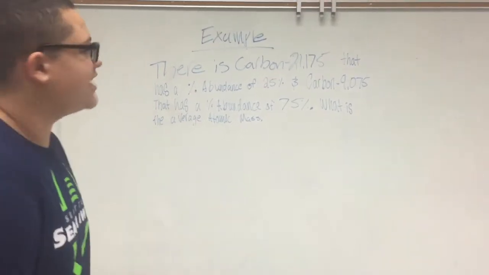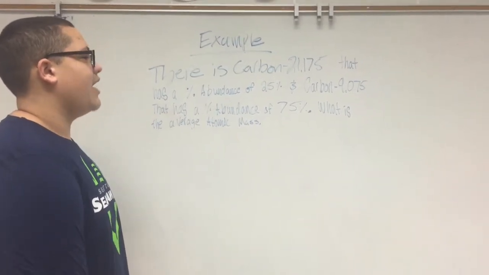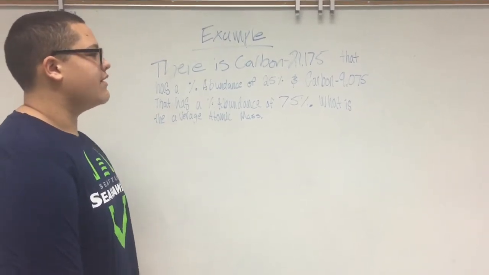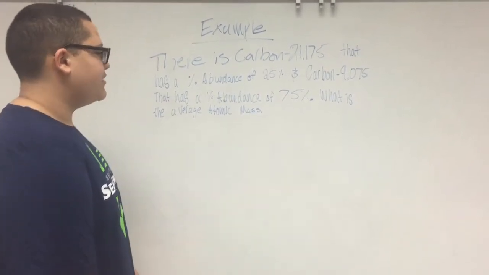Okay, here's our example. There is carbon 21.175 that has a percent abundance of 25%, and there's carbon 9.075 that has a percent abundance of 75%. What is the average atomic mass?